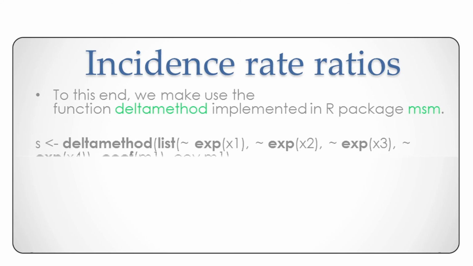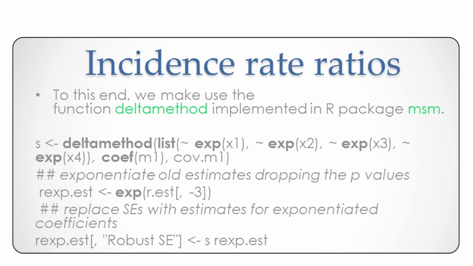One way to present the output could be to present it in the form of incidence rate ratios. These are obtained by exponentiating the coefficients. We would, of course, have to obtain the corresponding standard errors and confidence intervals. This can all be done easily by calling the R package msm. This is the function deltamethod, and here we have used the delta method on the M1 object and stored the results in the R object s.